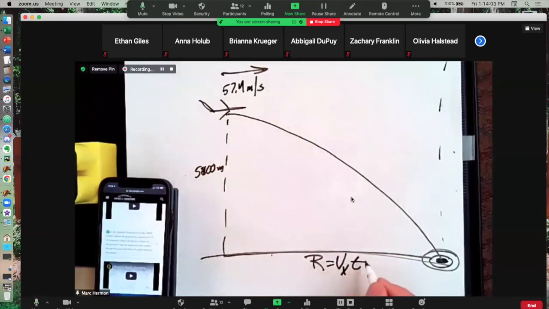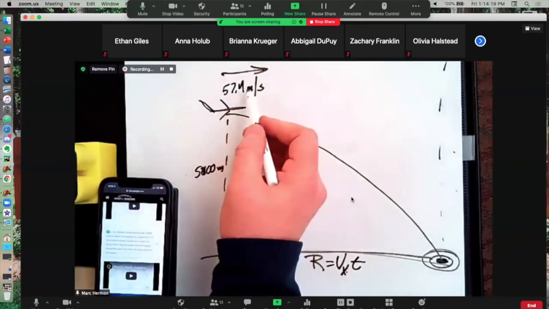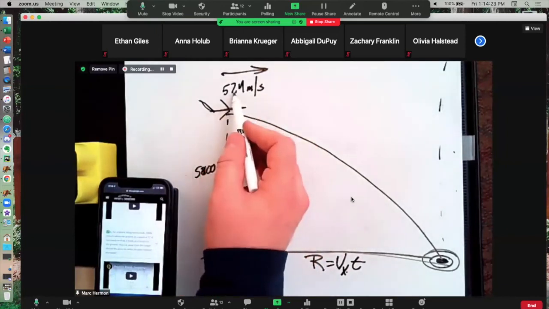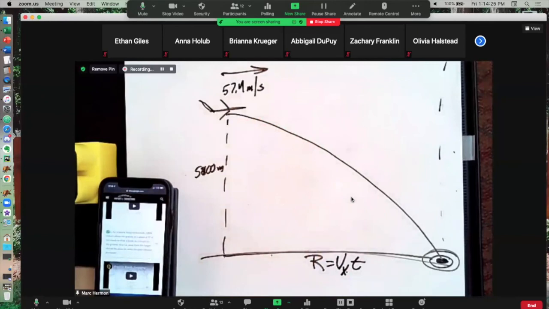Vx times t. All I need to know is the horizontal velocity of the cat, and I need to know the time. One of these I already know. Which one do I already know? I know the horizontal velocity of the cat because it's the horizontal velocity of the plane, right? And the cat's in the plane. So the cat's going just as fast as this. And when I drop it, guess what? Assuming there's no air resistance, okay? Not necessarily. Sometimes cats can.